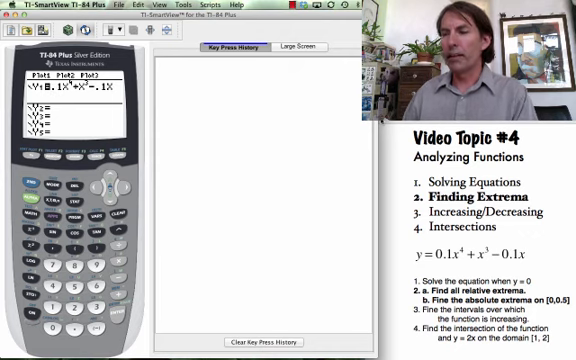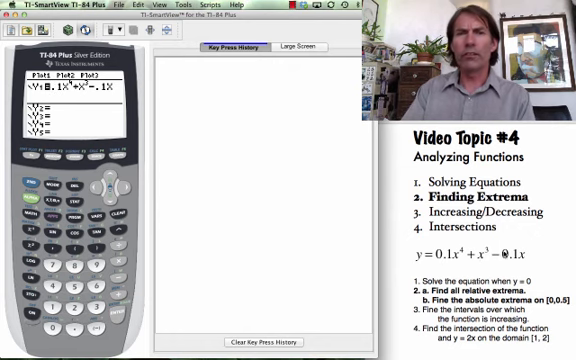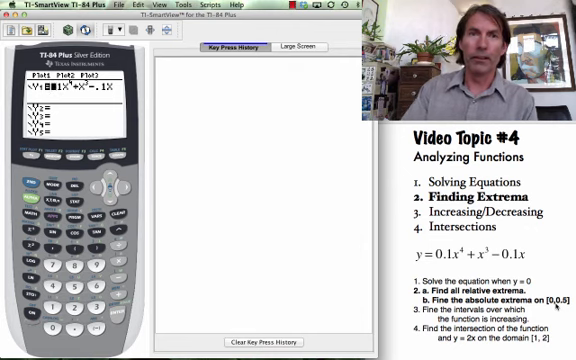Welcome back. Today we're going to look at video topic number 4 again. This time finding extrema, this part right here. And we're going to look at this function again. Maybe you still have it entered into your calculator. If not, put that function in your calculator. And we're going to answer this question number 2. Find all relative extrema. Find the absolute extrema on a specific interval or domain.